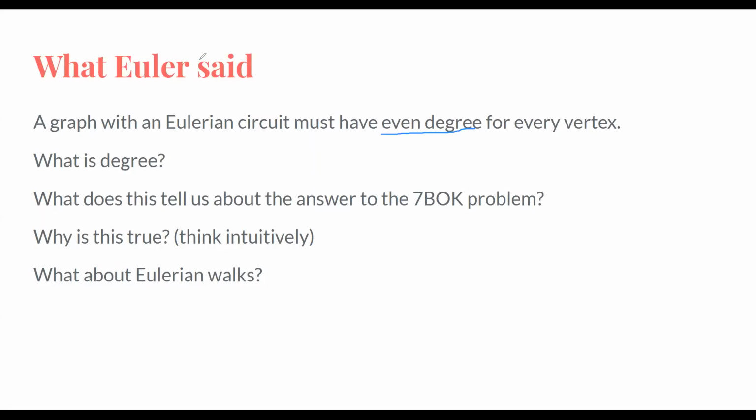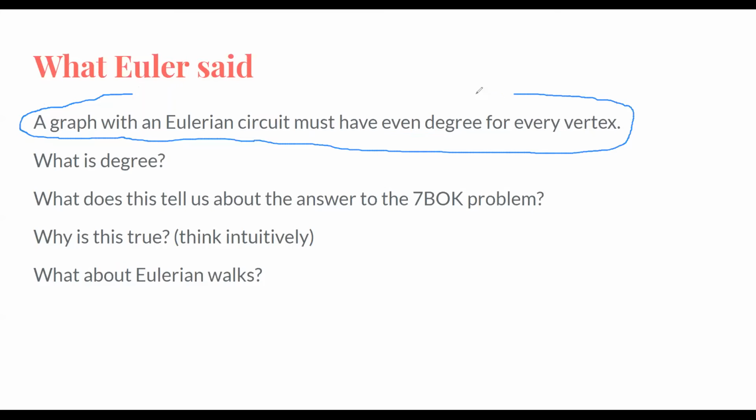Why do we think this is true? Why do we think it is true that a graph with an Eulerian circuit must have an even degree for every vertex? Why might this be true? Does anyone have any ideas?